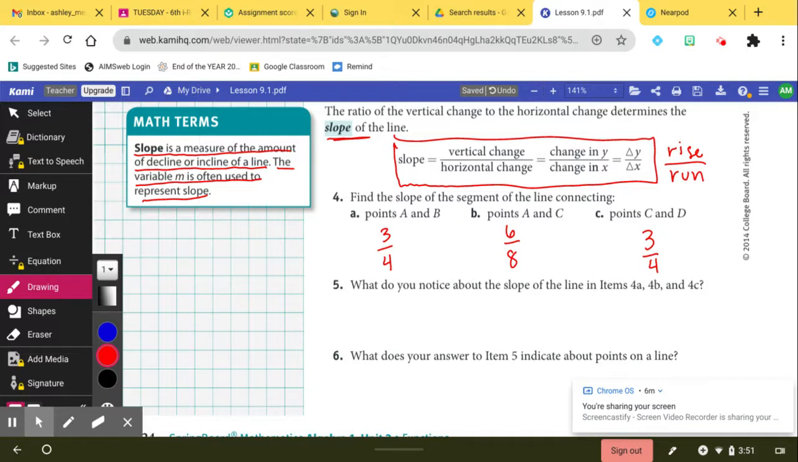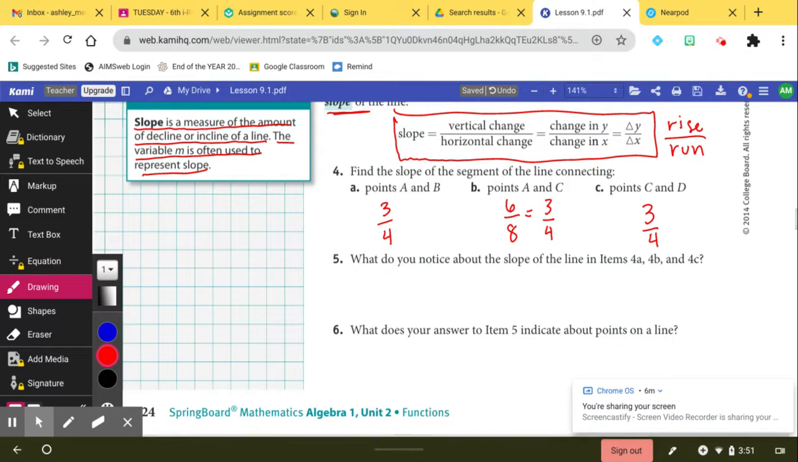One thing that we always want to write when we're writing our slope is we want to make sure that we keep it as a fraction. So if it's improper, leave it improper, but we also want to simplify it. So 6/8 also simplifies to 3/4.